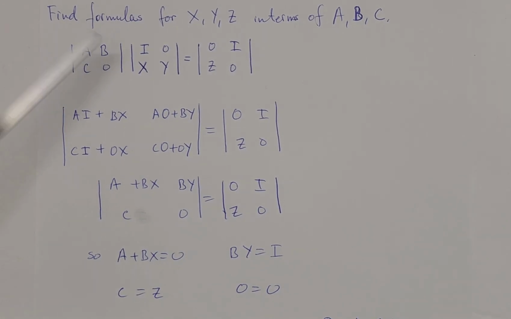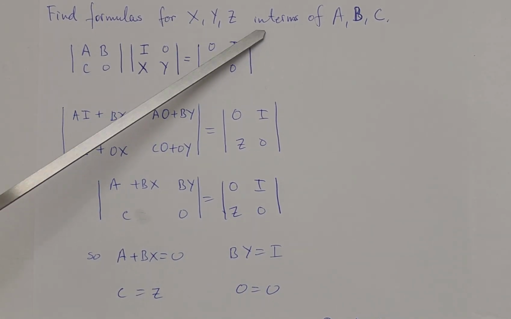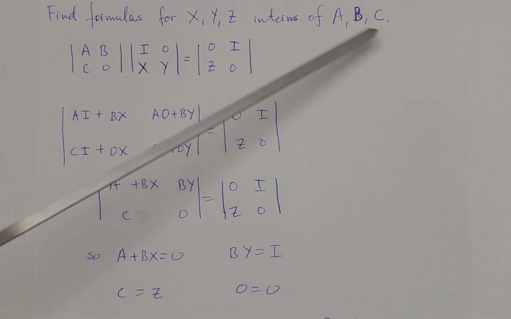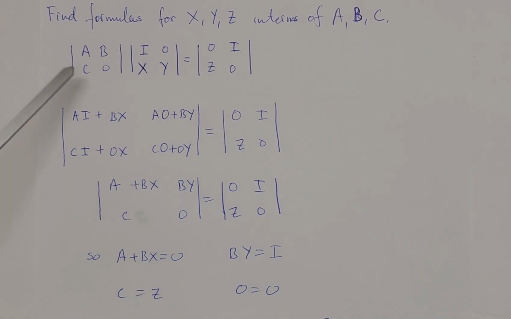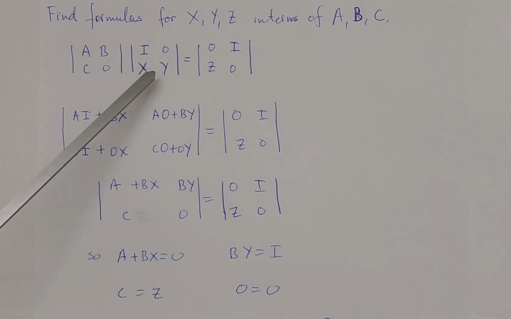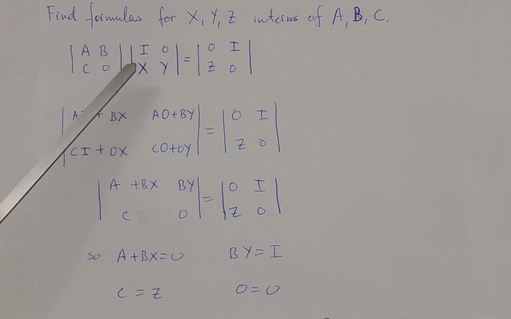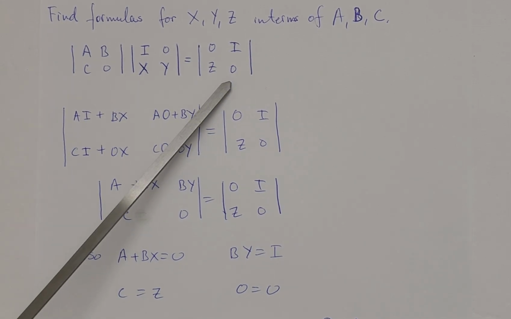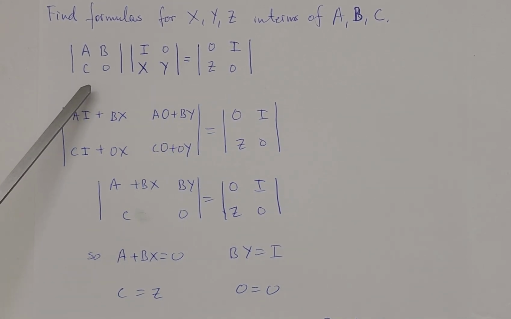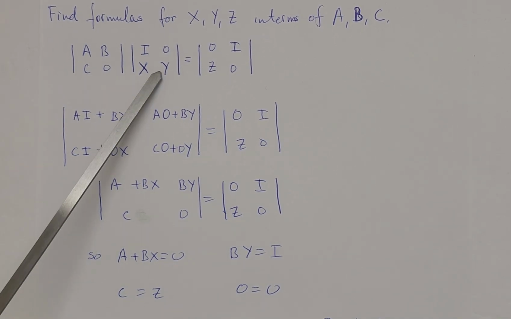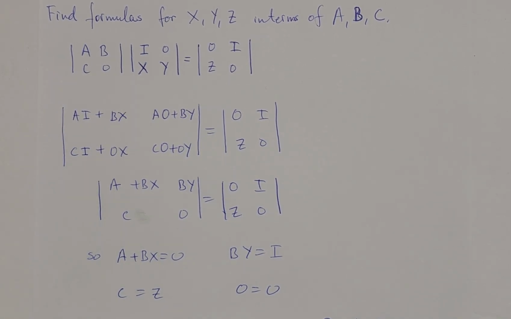This lesson is find the formula for X, Y, Z in terms of A, B, C. Here is an example with a 2 by 2 matrix times another 2 by 2 matrix equal to a 2 by 2 matrix. So when you multiply matrices, make sure the inner numbers of the dimensions are the same. This is a 2 by 2, this is a 2 by 2, so we can multiply. The inner number must be the same.